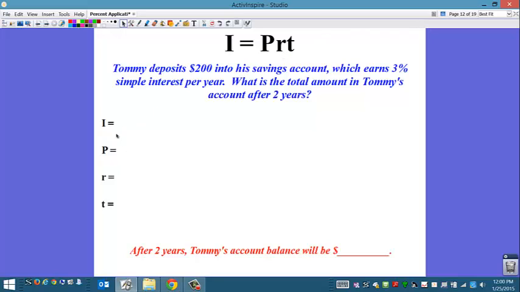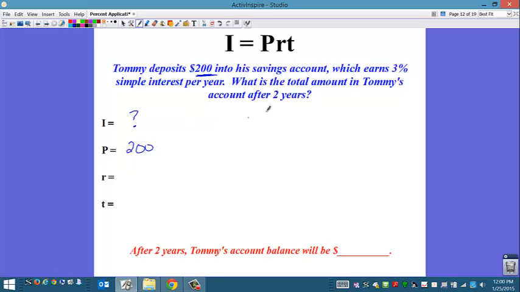Always make a list. List everything that you know. Do you know the interest? No, that's what we're looking for. That is our unknown. Do you know the P, capital P, principal? Principal is how much money the interest is applied towards. It's being applied towards the $200. So the principal is $200.